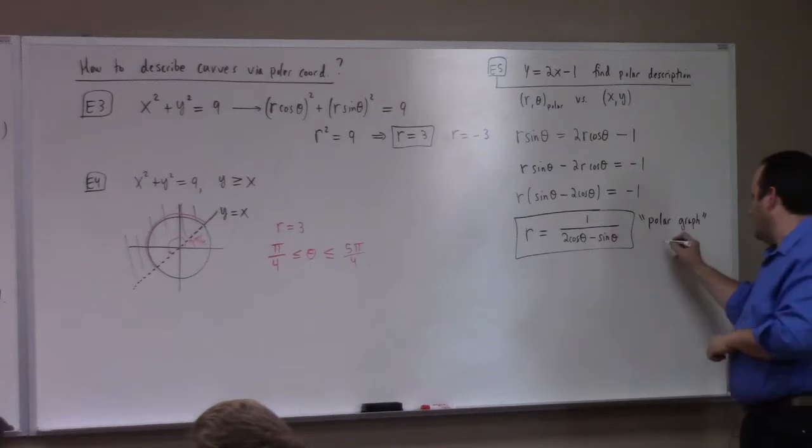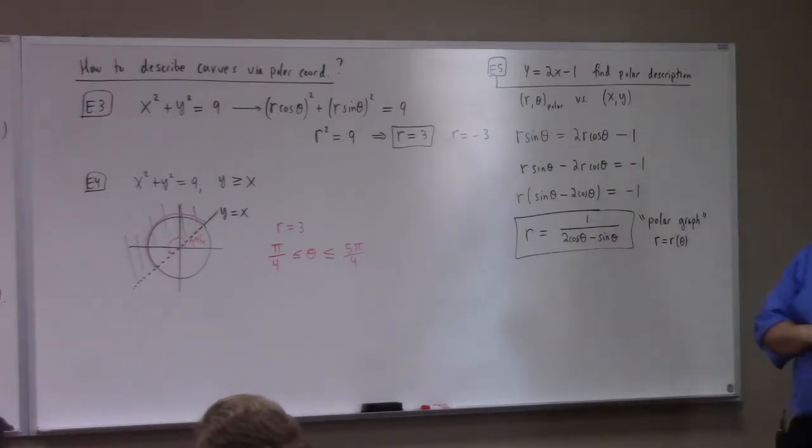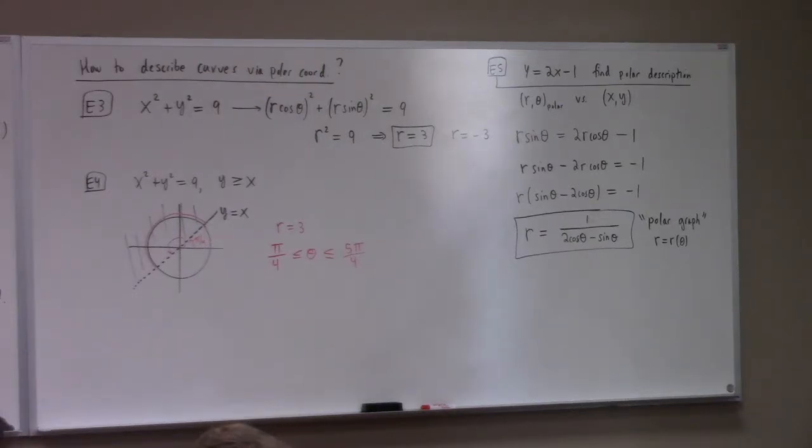In other words, I give r as a function of theta. Moral of the story here: if you're going to describe a line, should you use polar coordinates or should you use Cartesian coordinates, given the freedom? Maybe polar?